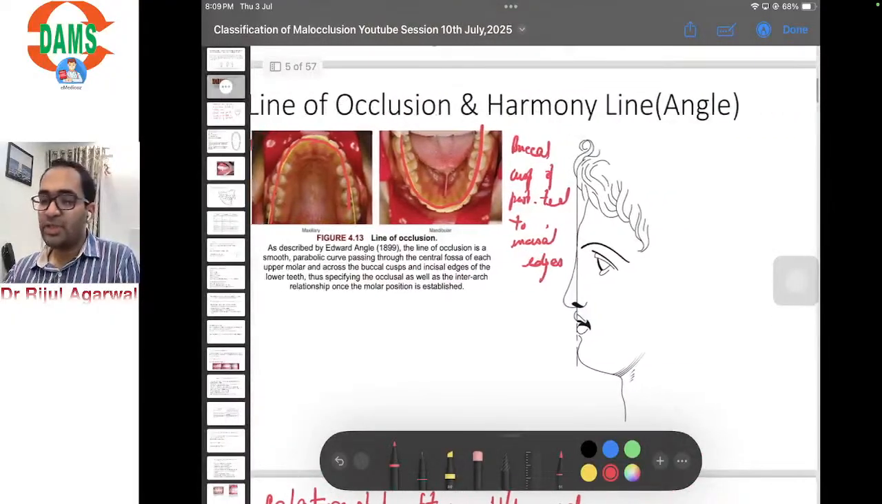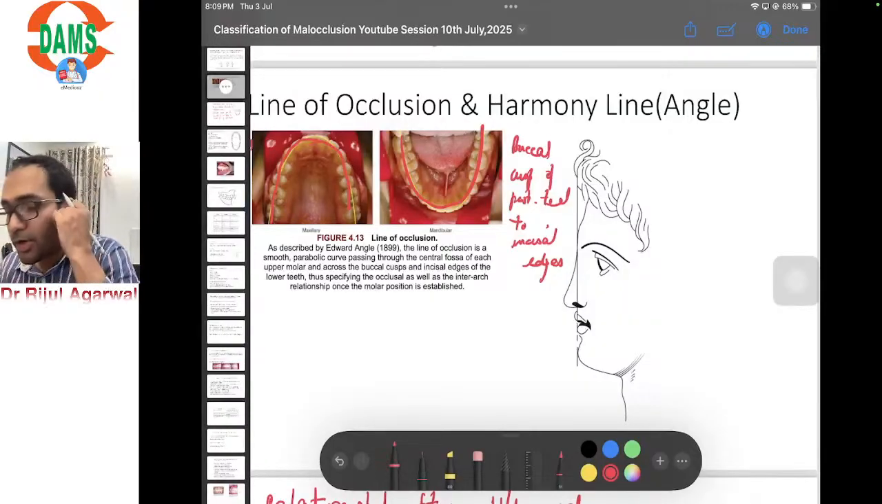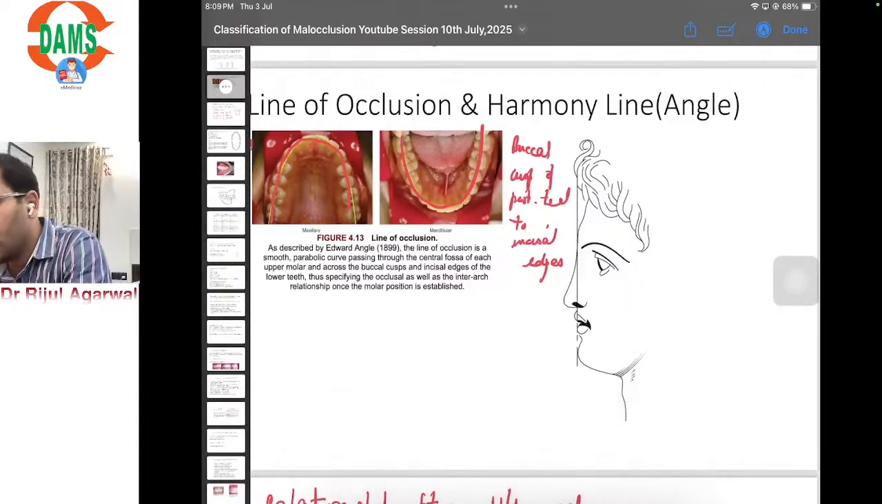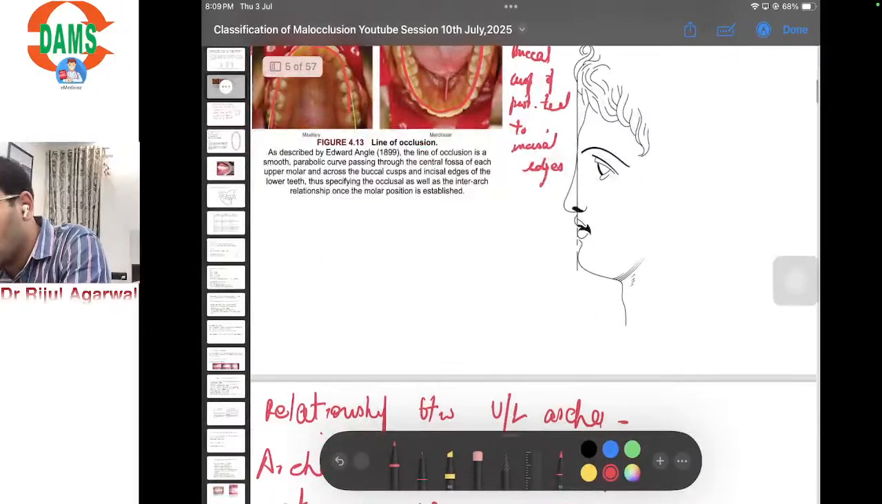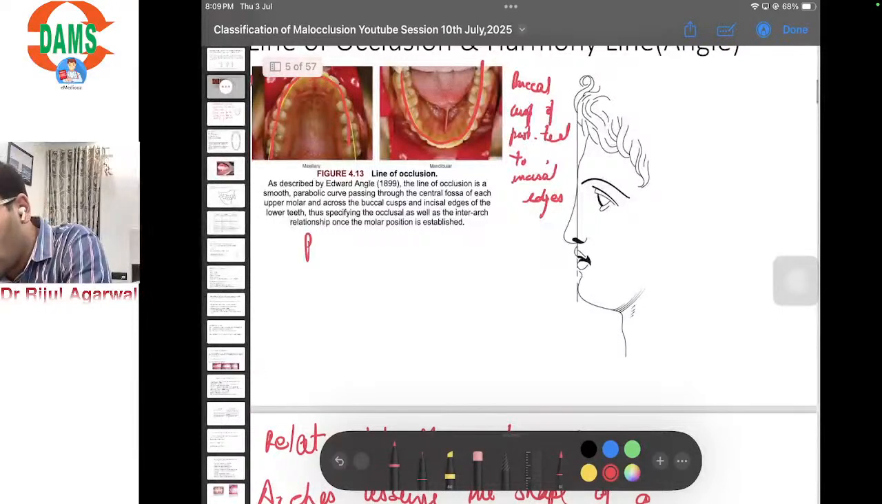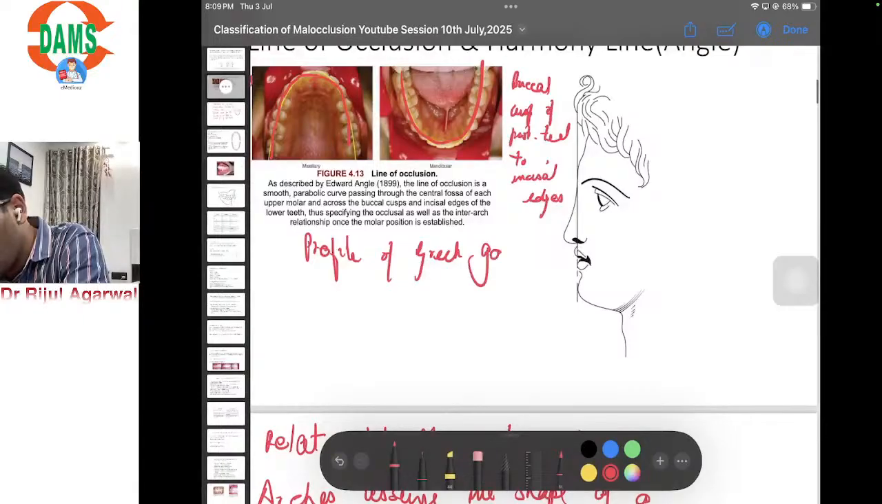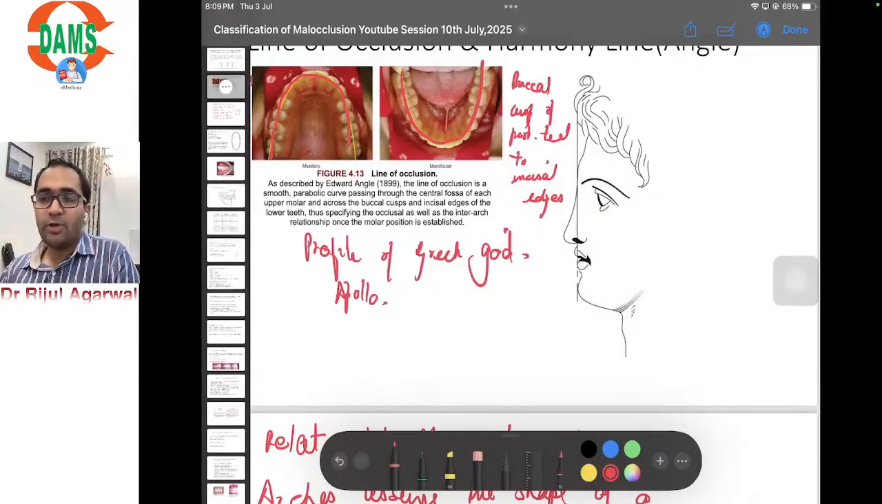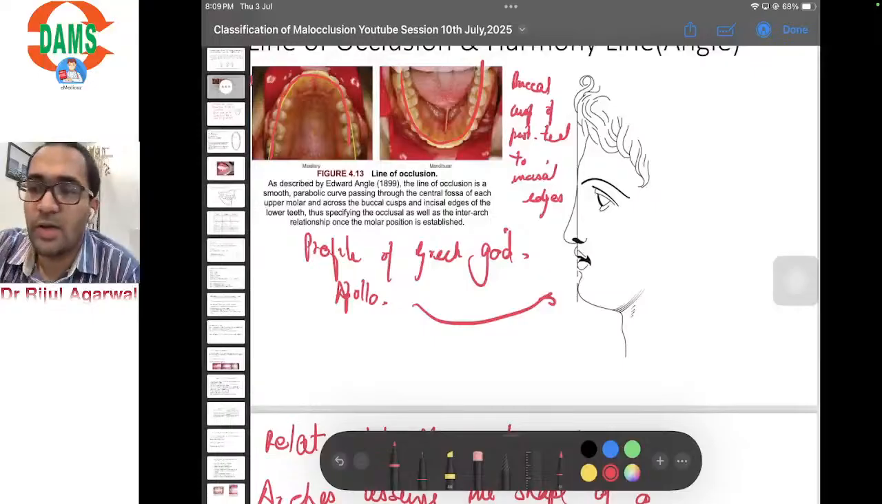And the next concept which he gave was the harmony line. So what is a harmony line? According to Angle, he took the profile. This is the image of the profile of a Greek god, Apollo, a mythological god. According to him, this is the ideal profile, and the aim of the orthodontic treatment should be to achieve this profile.